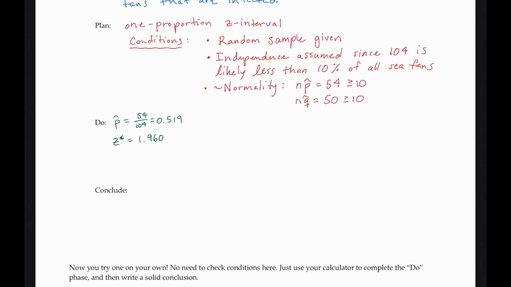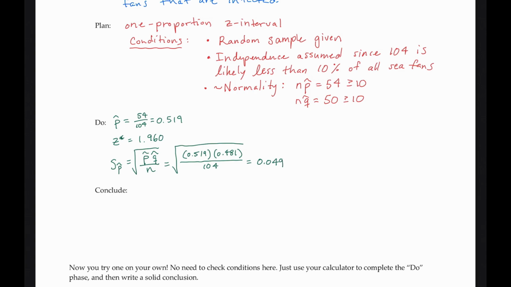I believe if you use 2 on the test, they take off some points, but you don't get it all wrong. The other thing we need to do is calculate the standard error. So remember that is the square root of p-hat times q-hat over n. So in this case, we're going to go 0.519 times 0.481. That's 1 minus that p-hat value, over 104, square root, which gets us about 0.049.